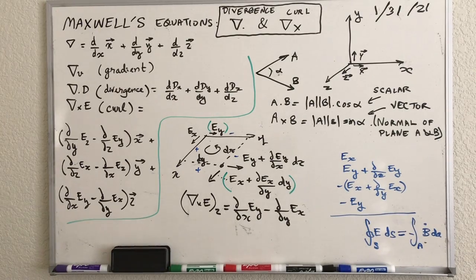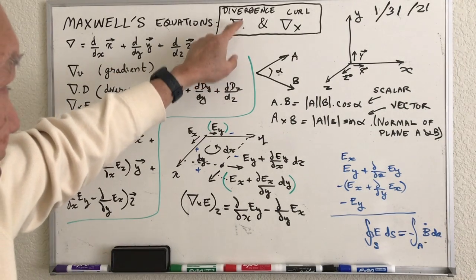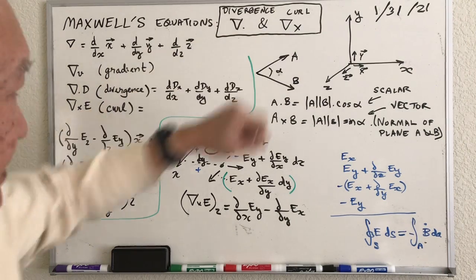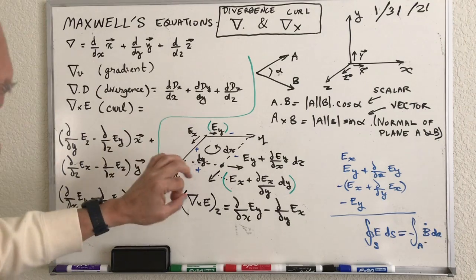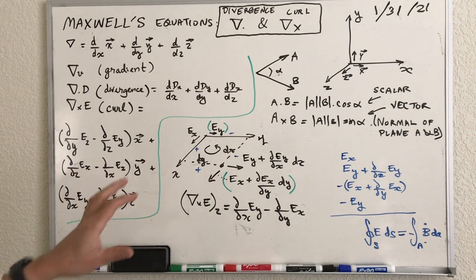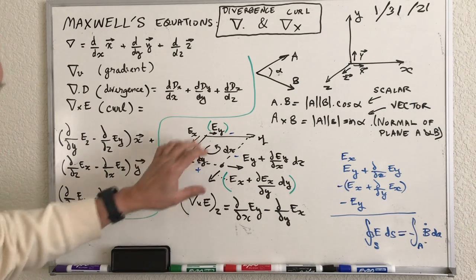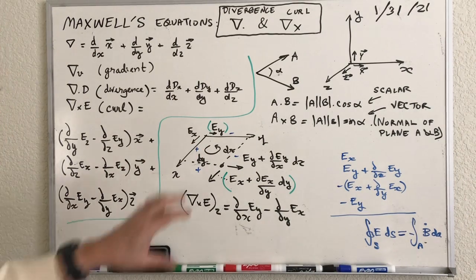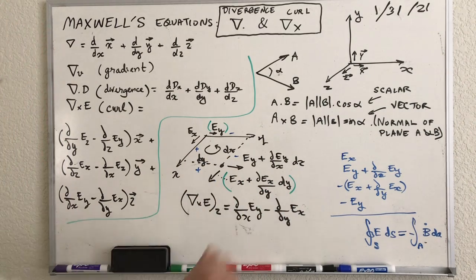Okay, so we're going to go into some details, the definitions and meanings of the math operators del dot and del cross, and explain a little bit about the meaning of things like divergence and curl and so on. And then maybe relate them to how they actually show up in the Maxwell equations.